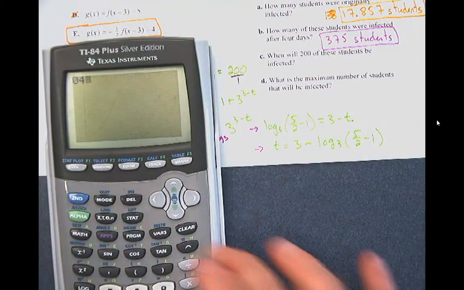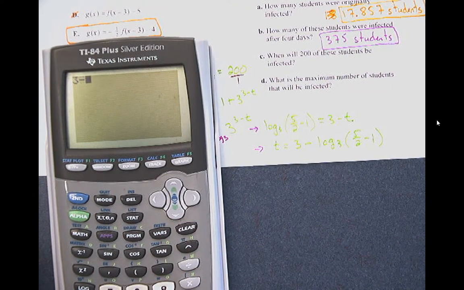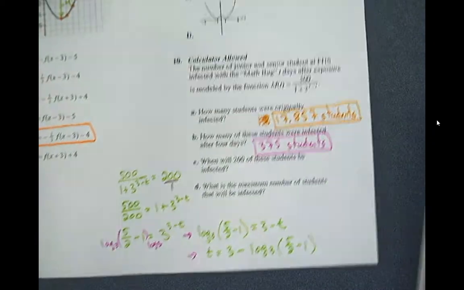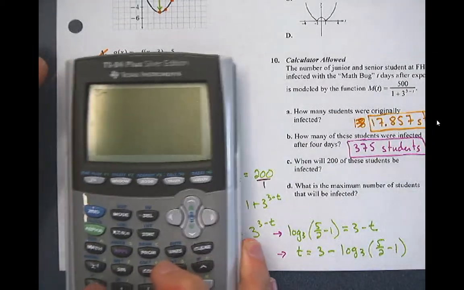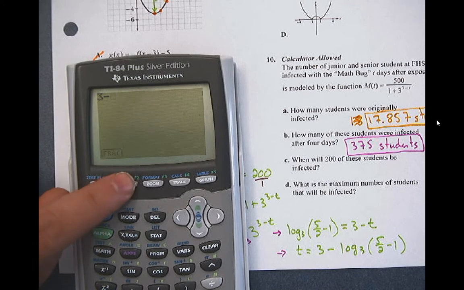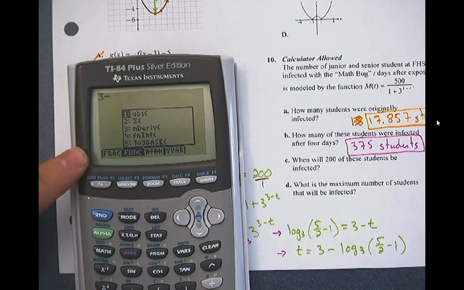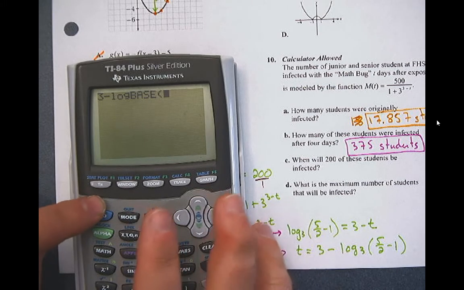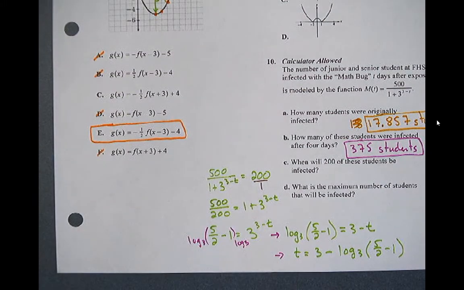According to our calculator, this would be 3 minus, now remember, log base 3. I can barely see that, can you? Is that better? Yeah. Okay, log base 3, how do we put that in? Alpha F2. F1 is where the fraction is. Alpha F2 has this log base. Oh, I've got the wrong calculator. That's why that wasn't working out before.